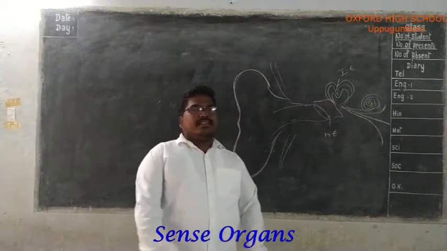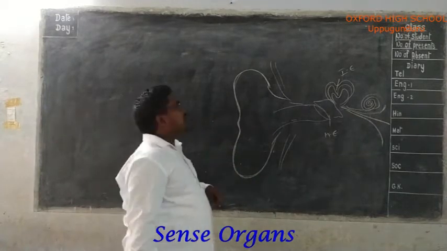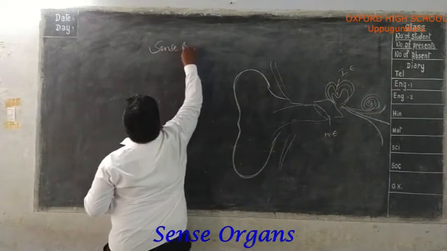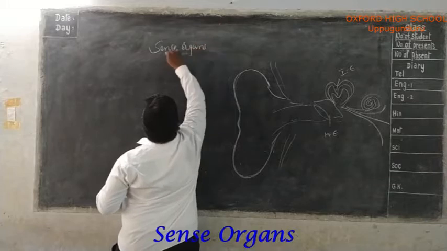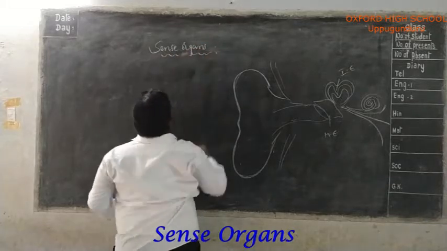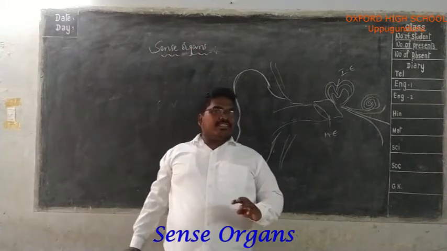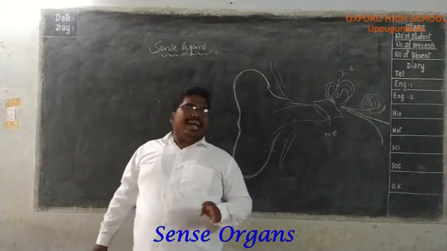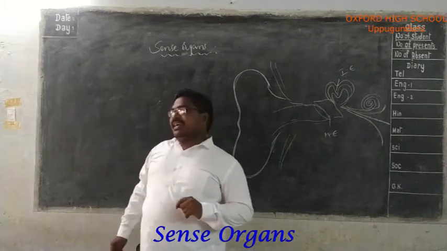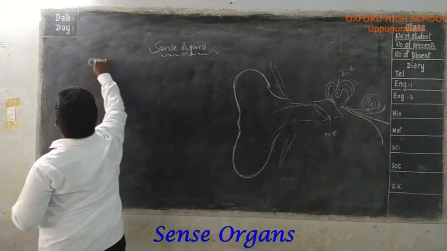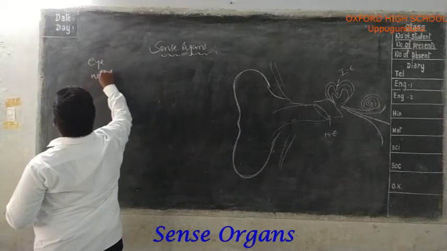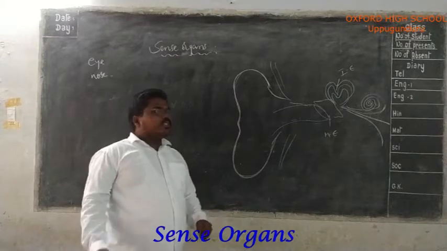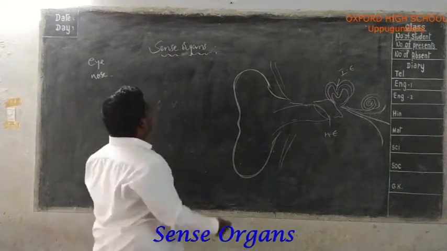Dear students, in the previous class we started our lesson on sense organs. In that lesson I explained two important sense organs, eye and nose. In this section, we are going to discuss another important sense organ, the ear.